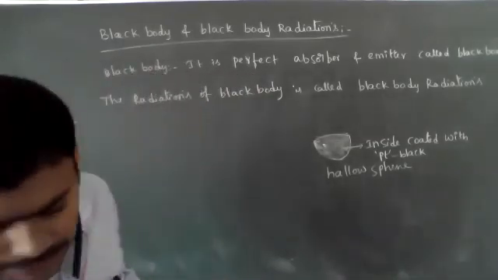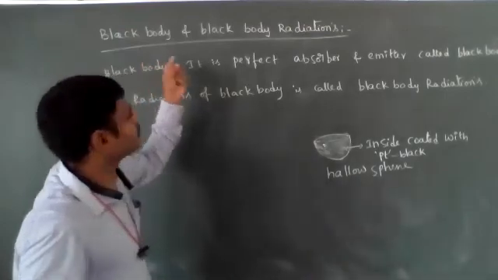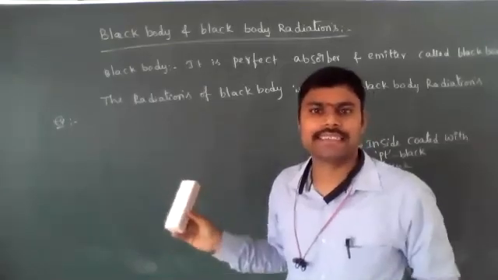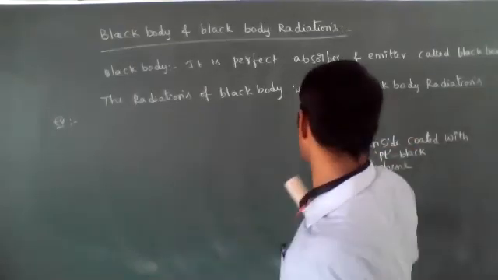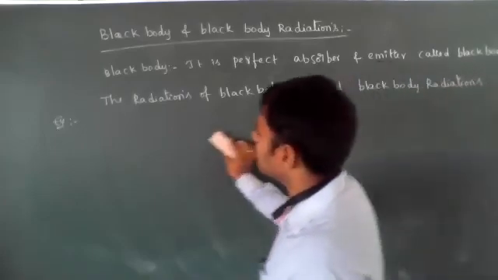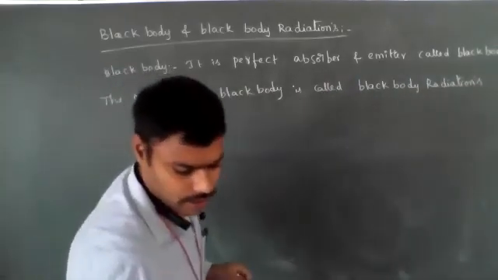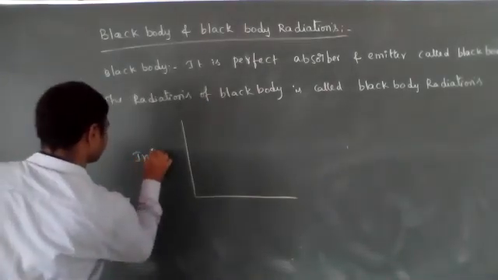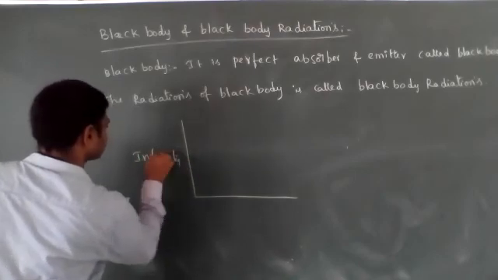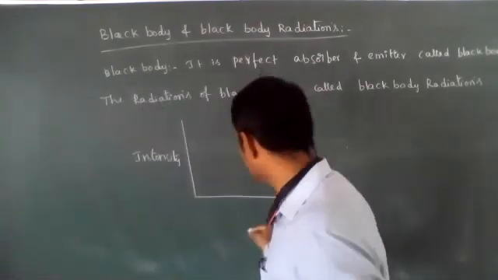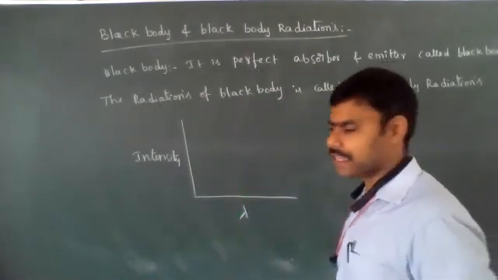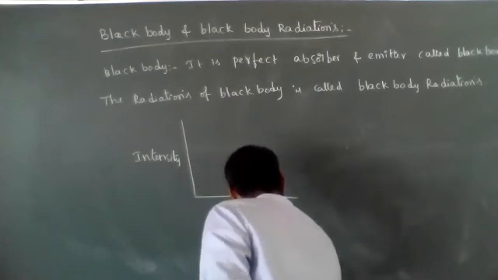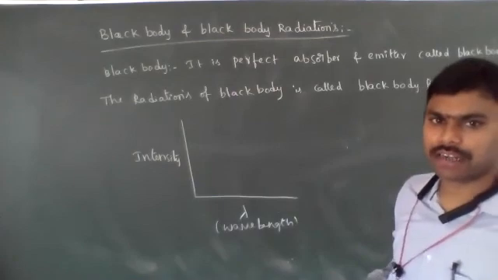Okay, see, Max Planck introduced this concept, black body and black body radiations. So he observed one graph. He drew a graph between the intensity of emitted black body radiations with respect to their wavelength. At different temperatures, he made one graph.